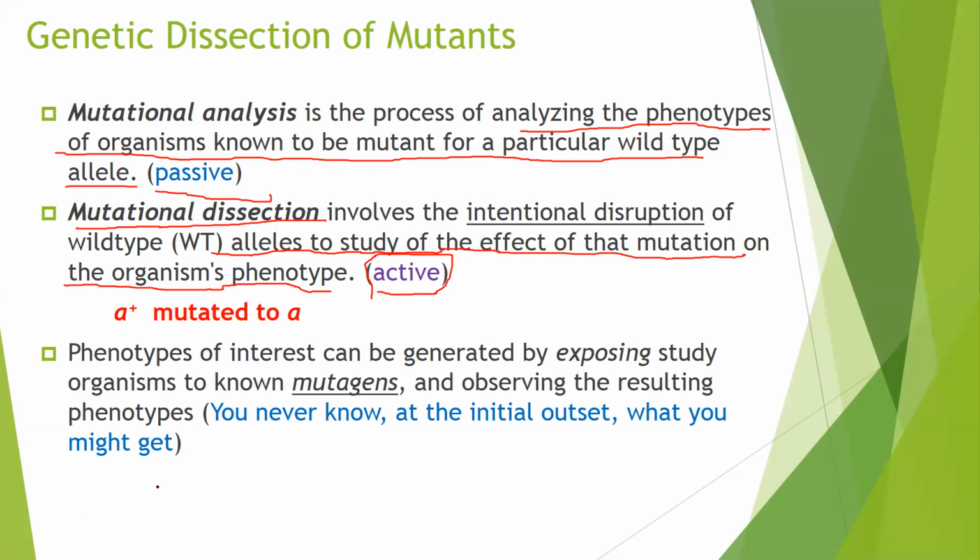All right, and also if we do not know the relationship between the mutant and the specific phenotype, we just put the organism under the stress or condition with the mutagens, and we're going to observe what the new phenotype will come out from this kind of experiment. So this is the third type.